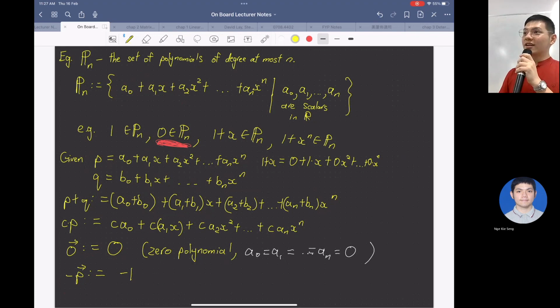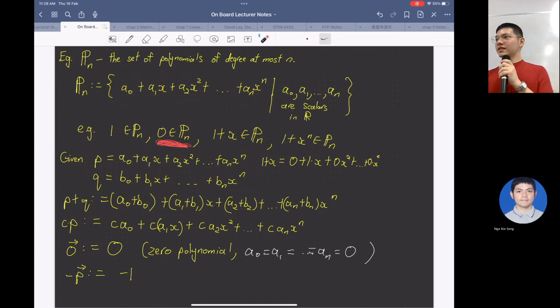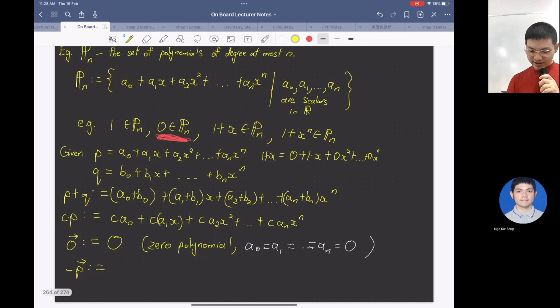Then for p, just tell me what happens to each coefficient here. Multiply by negative 1. Still haven't gotten that idea yet.